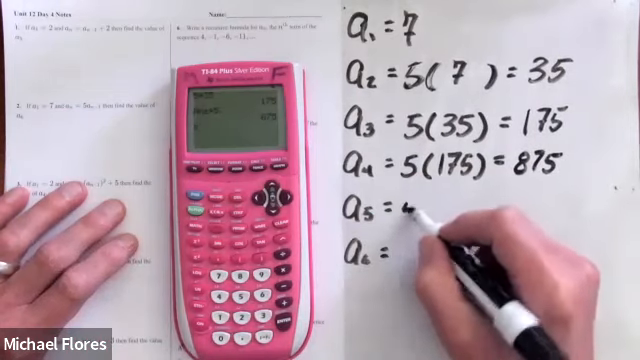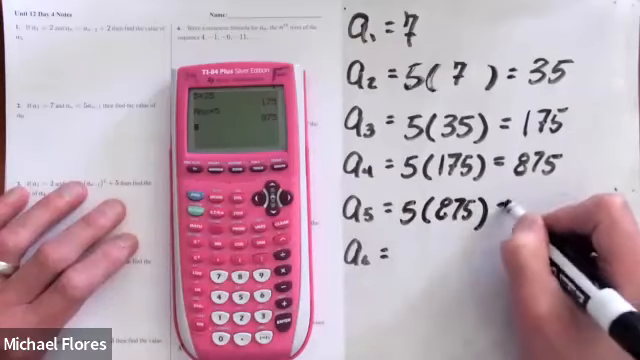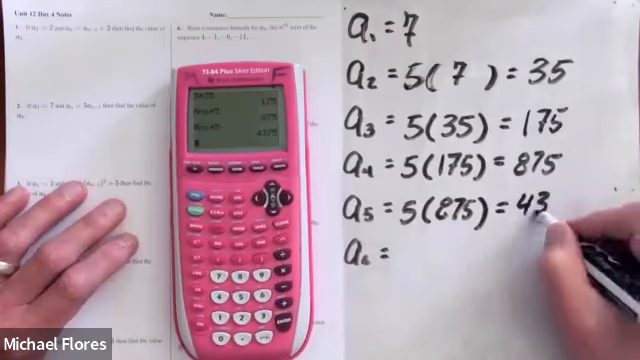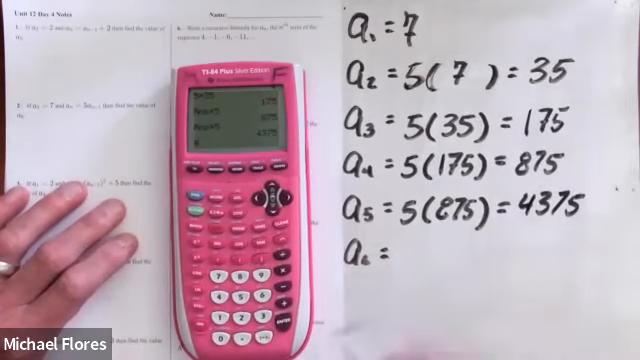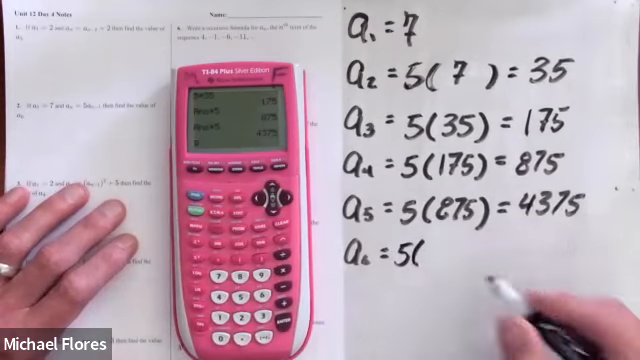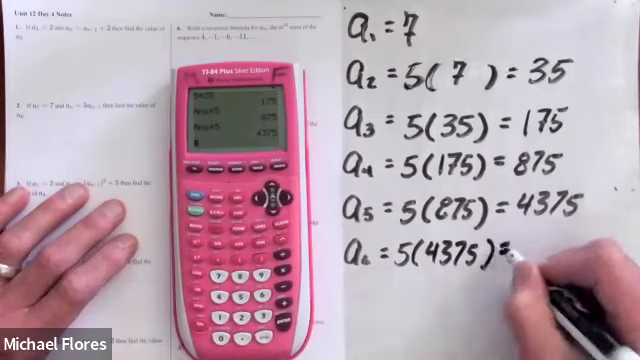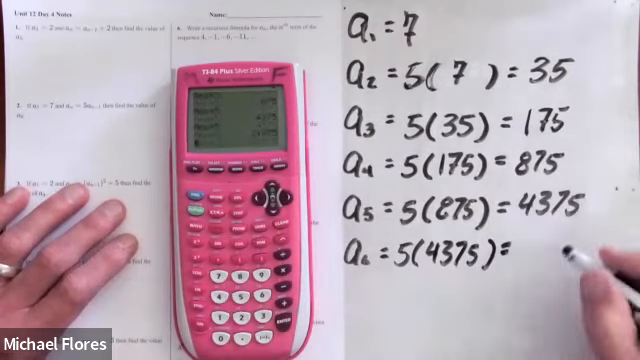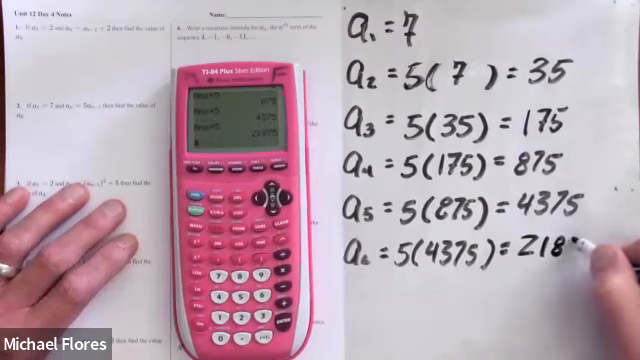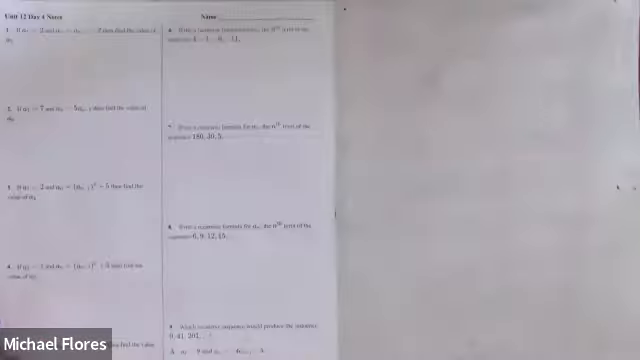To find the fifth term, we're going to take 5 and multiply it by the previous answer. 4,375. To find the sixth term, which is the one they want to know, we're going to take 5 and multiply it by the previous answer. For a final answer of 21,875. That is your answer.